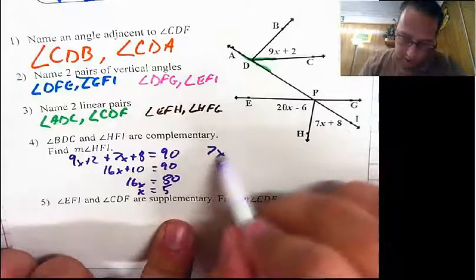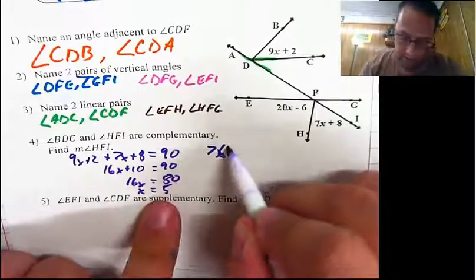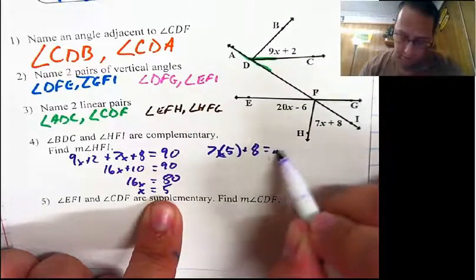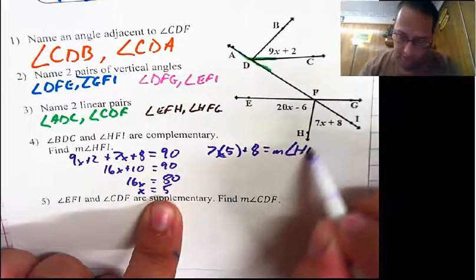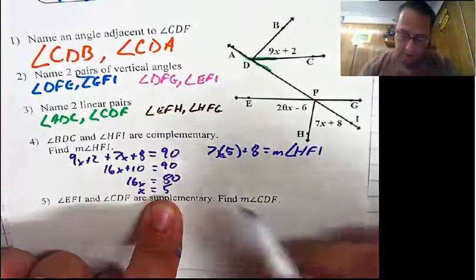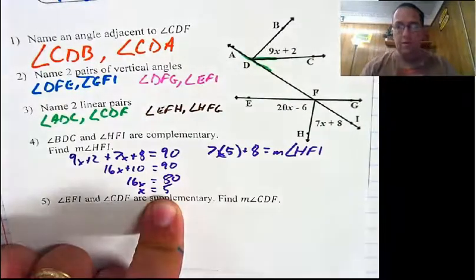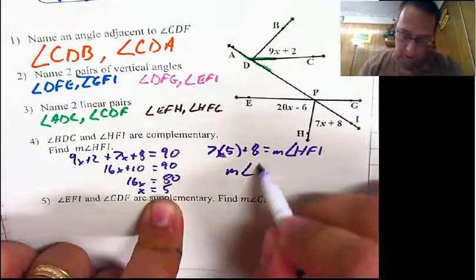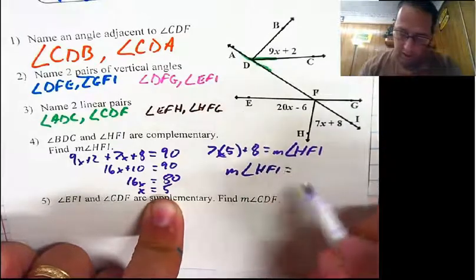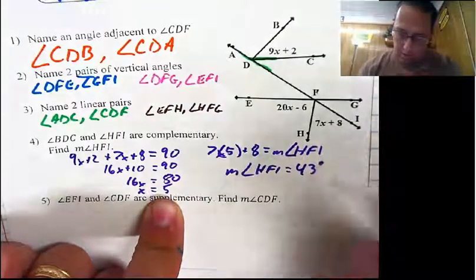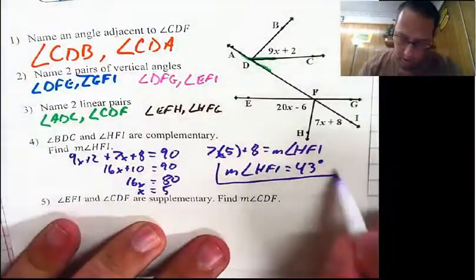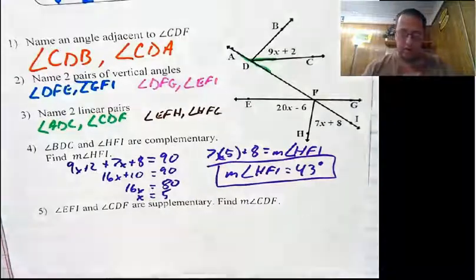So 7x, but I don't want x, I want 5. 7 times 5 plus 8 equals the measure of angle HFI. So 7 times 5 is 35. 35 plus 8 would be 43. So the measure of angle HFI equals 43 degrees. Right, just like so. And I need to put a box around it so I can find it later.